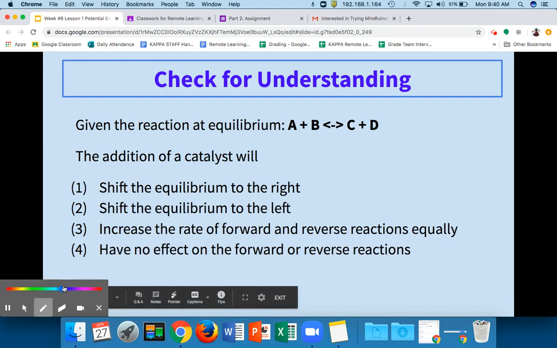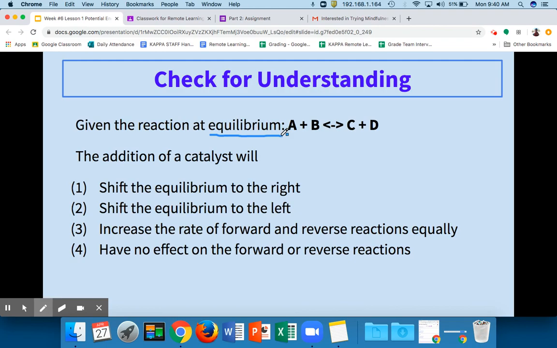So key word in this is the system is at equilibrium. And when the system is at equilibrium, the equilibrium won't shift because of a catalyst. So we know it's not 1 and it's not 2. What happens is the rates are increased equally. So both the forward and reverse reactions are increased equally.